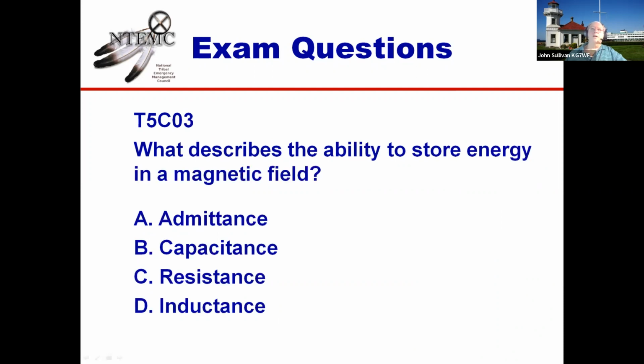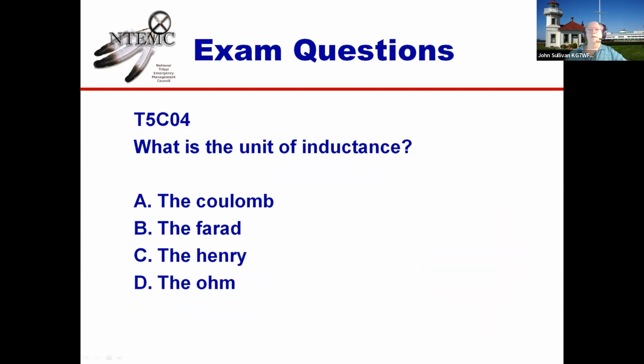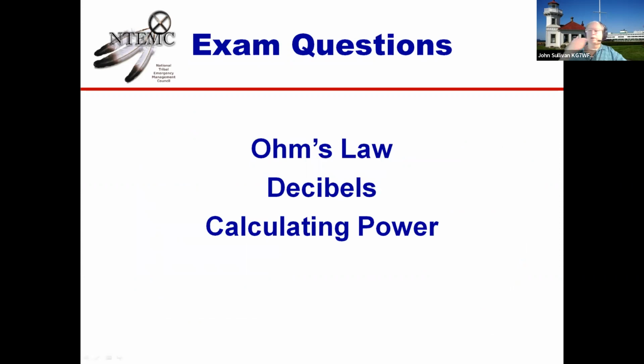So we talked about ability to store in an electric field was capacitance. What about a magnetic field? Well, it's going to be the other one, inductance. And the unit of inductance, we've never talked about a coulomb. We know that ohm is resistance, and we already found out that farad is capacitance. So that leaves the Henry for inductance. All right. Any questions before we move on to the next subset?